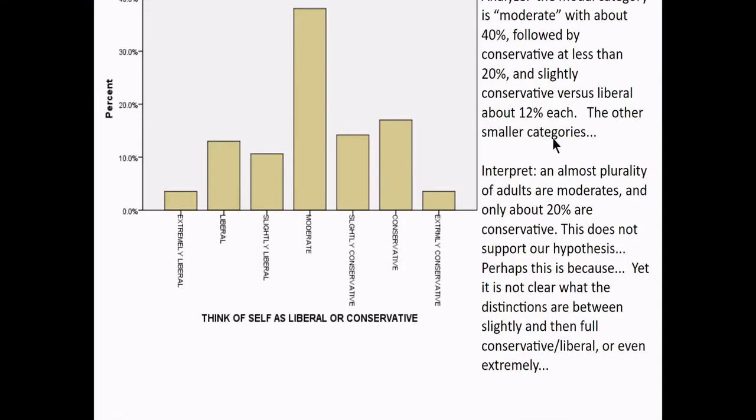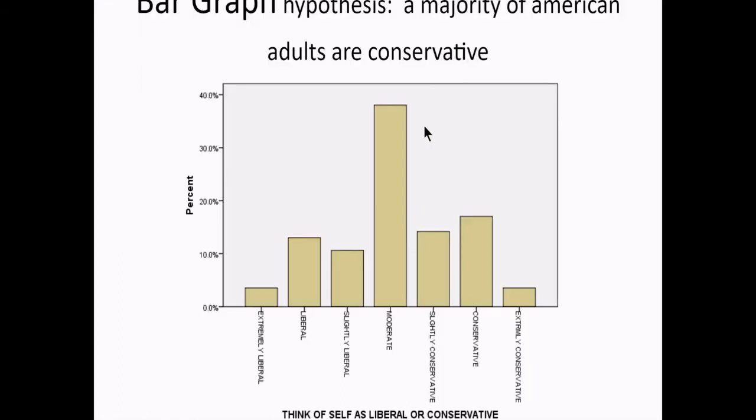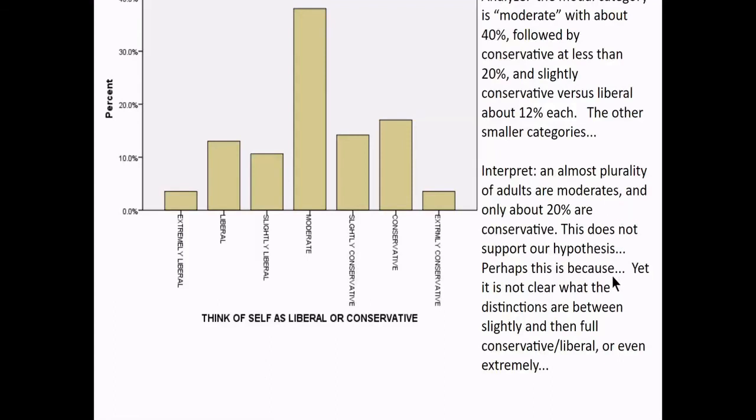Maybe I'd analyze it something like this, including the mode. The modal category is moderate with about 40%, followed by conservative at less than 20%, and slightly conservative versus liberal about 12% each. The others are smaller categories. I might go on and talk about those, report those numbers maybe. The interpretation is that almost a plurality of adults are moderates and only about 20% are conservative. This does not support our hypothesis, if you remember, that the majority are conservative. I don't think that supports that.